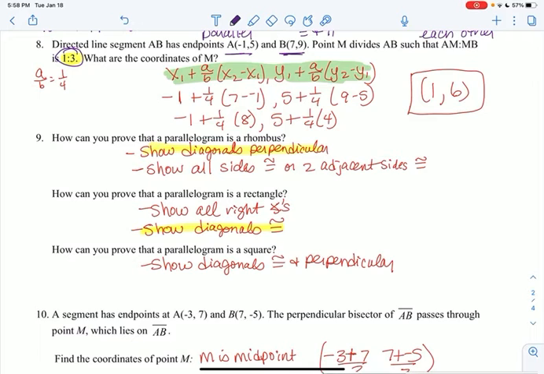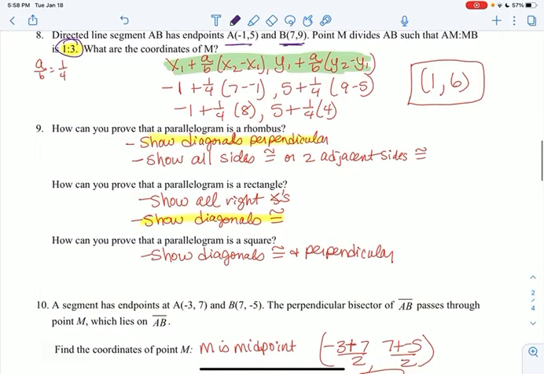How can I prove that a parallelogram is a rhombus? The most common way is with the diagonals. So just remember, in a rhombus, those diagonals are perpendicular. You could also show that all the sides are congruent, or if you already know it's a parallelogram, you would just have to show that 2 adjacent sides are congruent to each other.